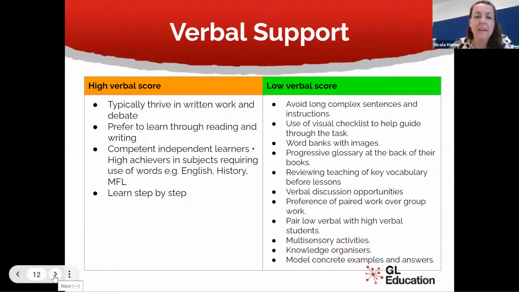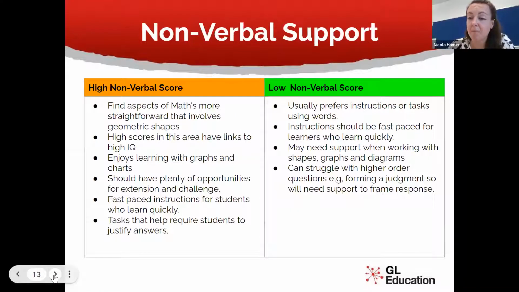Yeah, thank you. So this again, very much following the same pattern. If you look at your own child's report, have a look at their verbal bar on the bar chart. And depending on where they fit, you might find that there's things that they really enjoy. And then you might find ways to support them, again, in that green box.